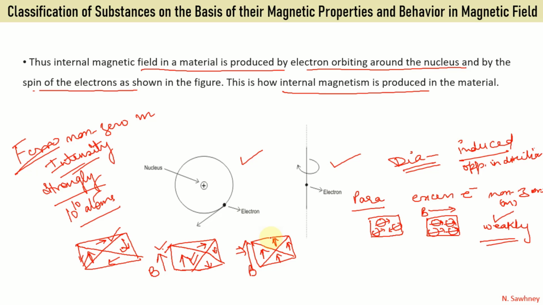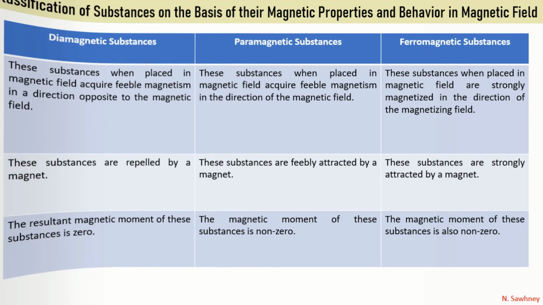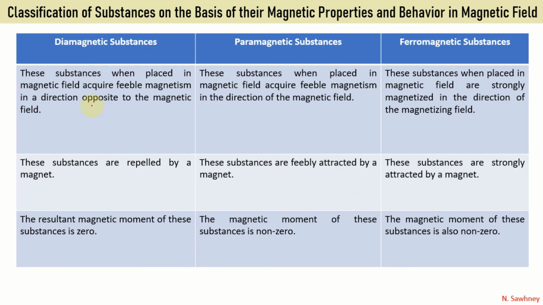Now let us discuss its properties based on this understanding. Let us start with diamagnetic substances. These are substances which, when placed in a magnetic field, acquire feeble magnetism, that is weak magnetism, in a direction opposite to the direction of the magnetic field. Suppose this is the magnetic field direction and this is the diamagnetic substance we have placed in the magnetic field. This will be the north pole and the south pole. It will acquire feeble magnetism in a direction opposite to the direction of the external field.